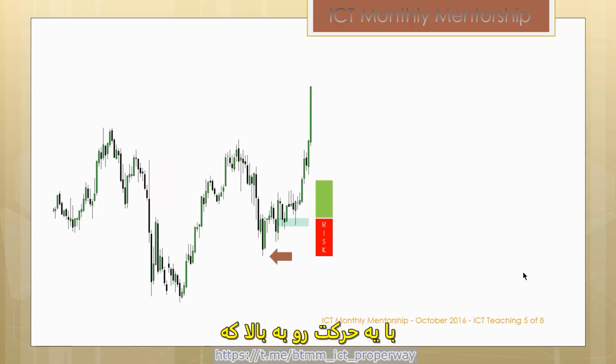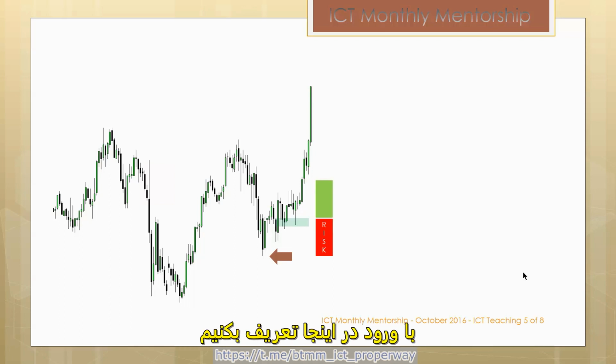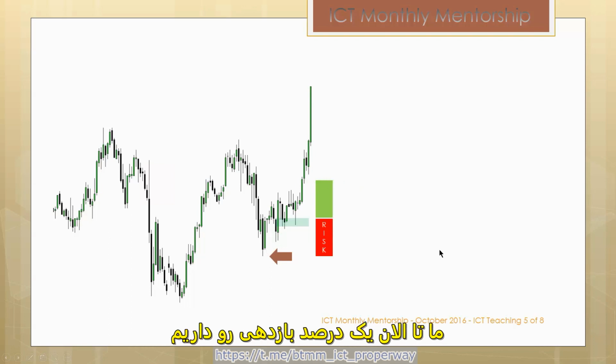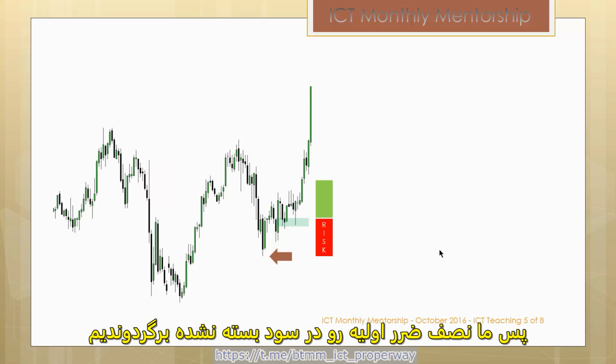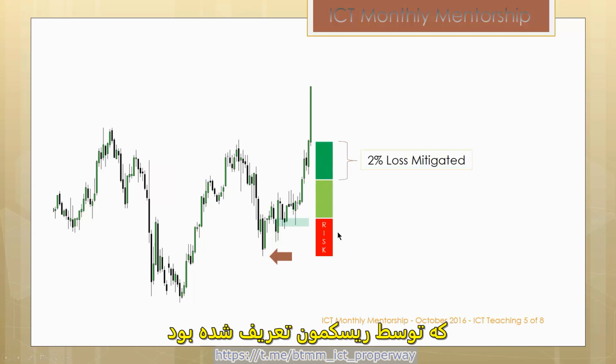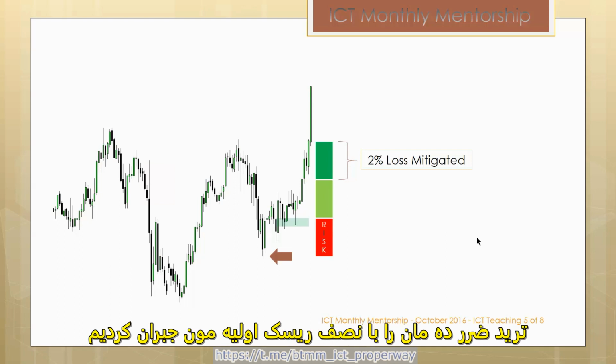With one movement up, that would be a multiple of R1. So if we have 1% at risk, defined by the entry in here and the stop below here, once we get to this price point here, we're already at 1% return. So we got 1/2 of our initial loss back in open profit. Once we get one more standard deviation from what our risk is defined by, we're already at 2% mitigated. In other words, our losing trade that we just had, using 1/2 of the initial risk, is already mitigated.